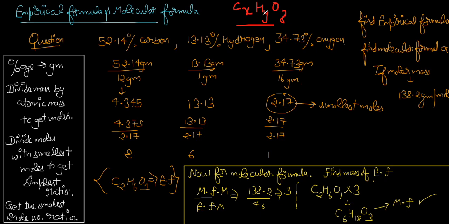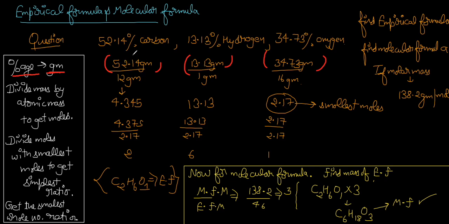The simplest one is this method, that you look at the percentages. The percentages will add up to be 100%. If you try to combine these percentages, they will add up to be 100%. So your first step should be to convert the percentage to grams. So in place of 52.4%, I have written 52.4 grams. 13.13%, in place of that I've written 13.13 grams. Same for oxygen. Now that you know the mass of carbon, you know the mass of hydrogen, you know the mass of oxygen, you can simply divide with the atomic mass to get the moles.